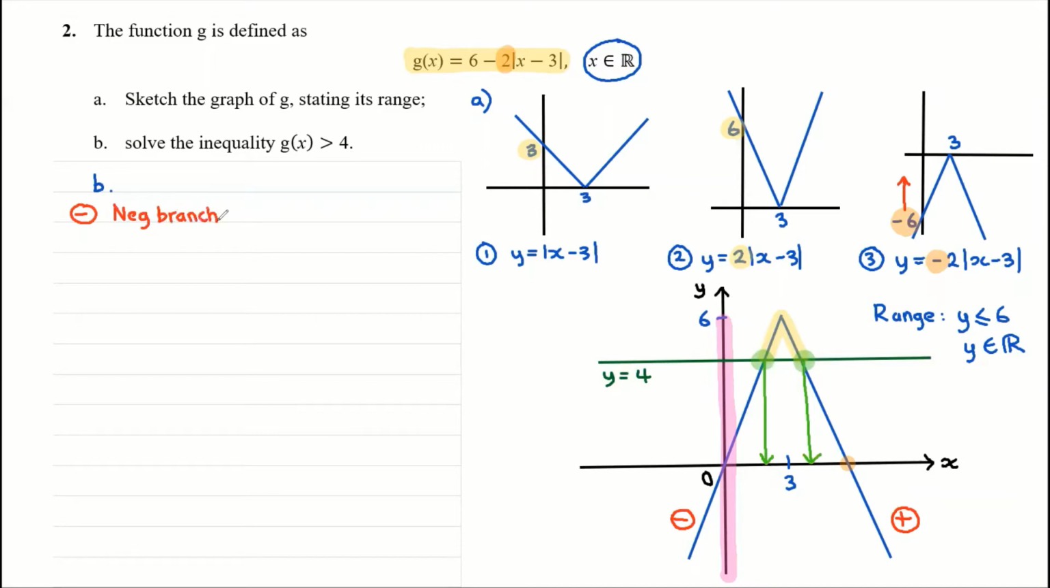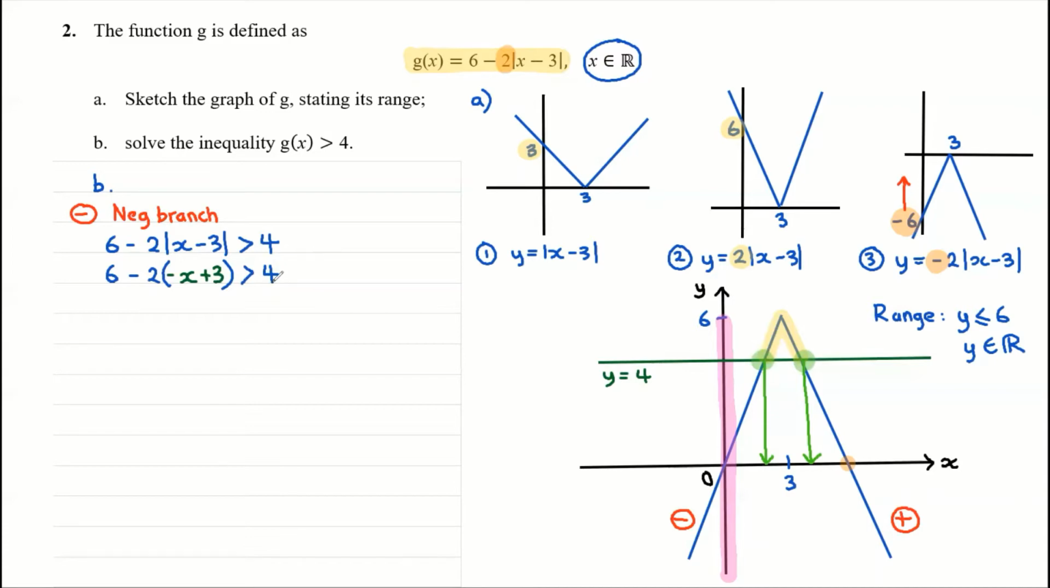Okay, so let's have a look at the negative branch first. So remember, for the negative branch, everything inside the modulus has its sign changed. So we can set up an inequality as follows. So we're going to have 6 subtract 2 multiplied by the modulus of x minus 3, and we're interested in when that is greater than 4. Well, for the negative branch, all I have to do is replace the modulus with brackets, and I change the sign of everything inside it. So that's going to be minus x plus 3. And this is going to be greater than 4. And I solve that.